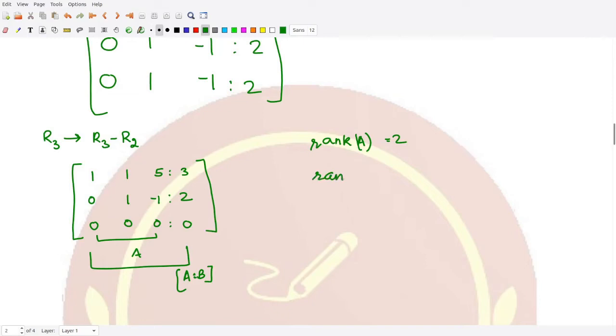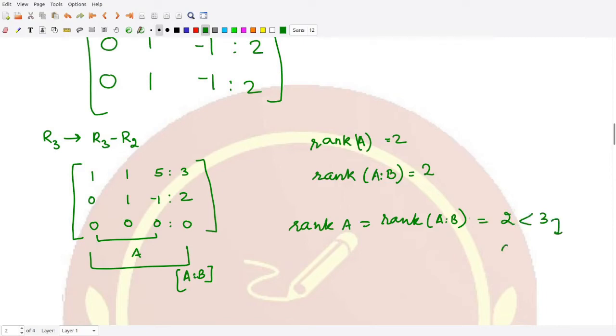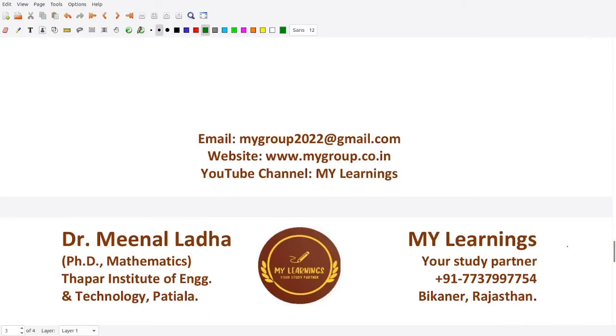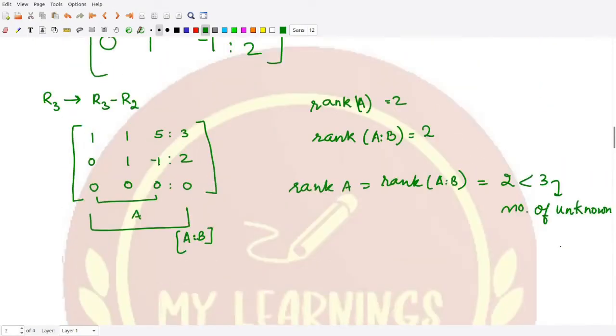The number of non-zero rows here is 2. Similarly, the rank of A augmented B is also equal to 2, since here we are looking at the whole matrix. So both ranks are equal: rank of A equals rank of A augmented B. However, it is less than 3. It is 2, which is less than 3. And what is 3? The number of unknowns. You have 3 unknowns x, y and z with you. So this is the condition for multiple solutions.